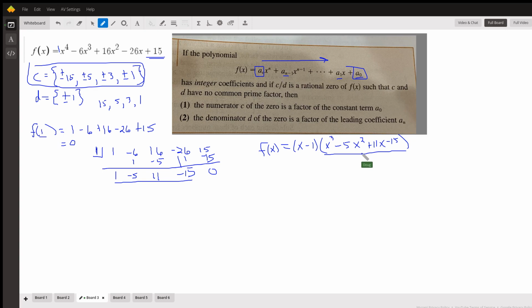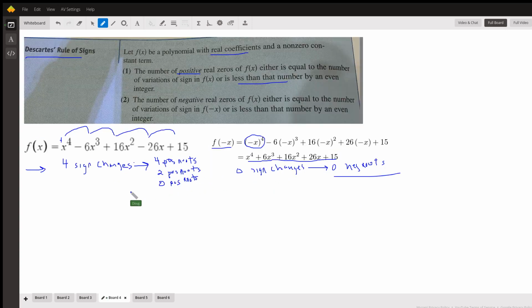And the numbers we would check, again, we don't need to check any negative numbers, but we could check 1 again if we wanted to. We could check 5, 3, and 15. And if you do synthetic division with 3, I won't show it all, you'll find you get a remainder of 0. Okay, so 1 and 3 are the roots.